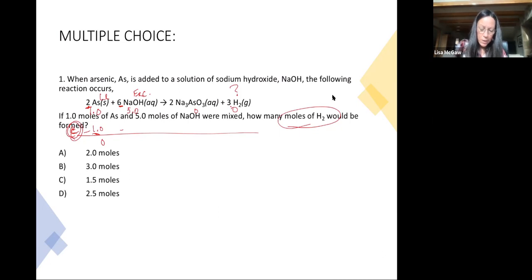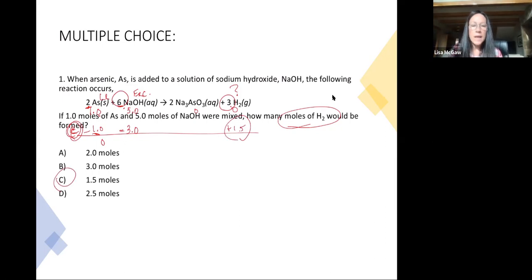So for every 2, I can make 6. If I only have 1, I could make 3 times as much, which would be how much? That would be 3. So I'm going to use 3 of those. Oh, now this is a pretty easy ratio, 6 to 3. It's half of that. I can make hydrogen at half the amount that I'm going to use up the sodium hydroxide. Well, what's half of 3? That's 1.5. And so I have my answer fairly quickly.